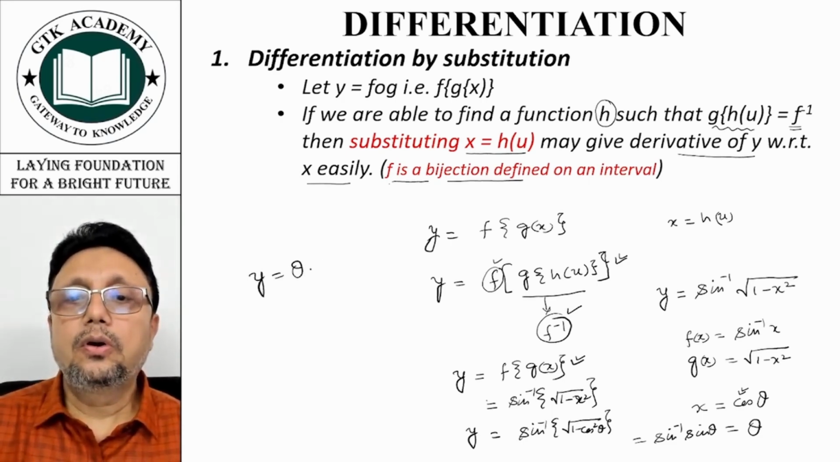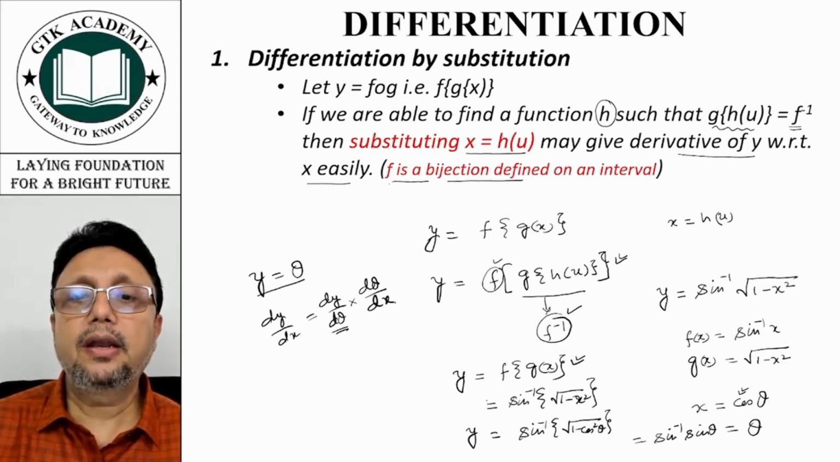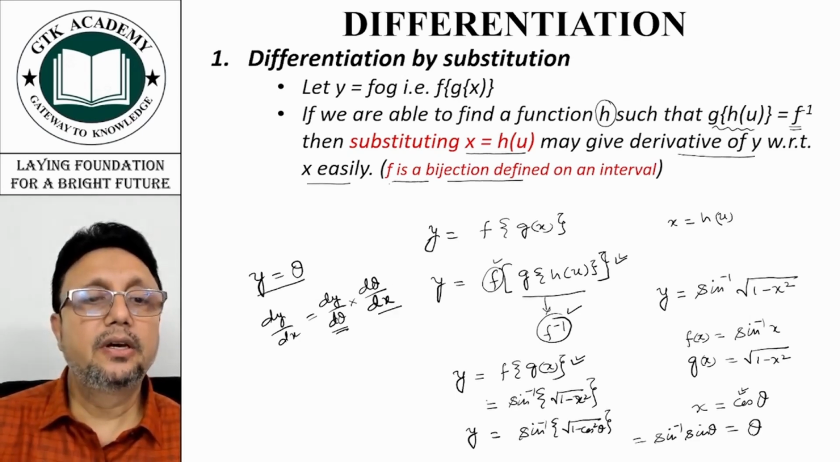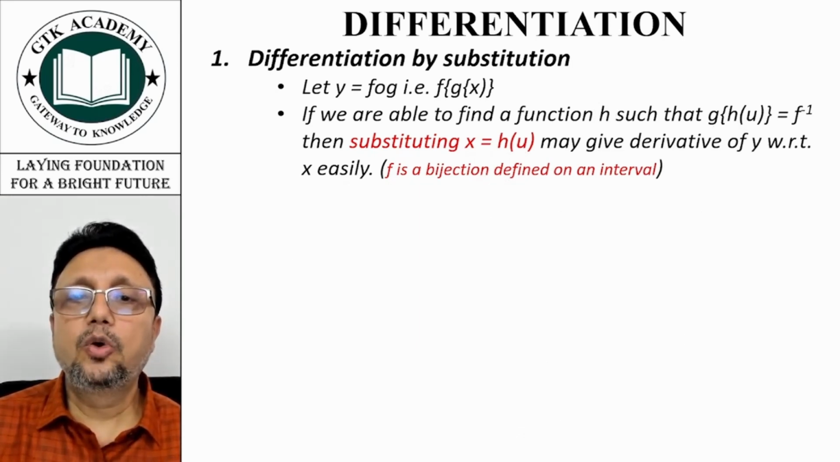Now dy/dx = dy/dθ × dθ/dx. This is the chain rule. dy/dθ you can find from here, and dθ/dx you will be able to find from here. So our task becomes quite easy. Now let us proceed with one or two examples.